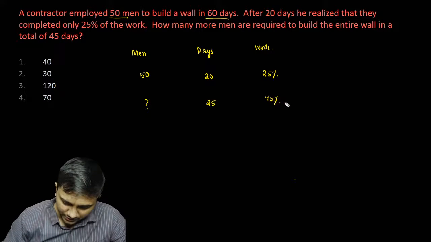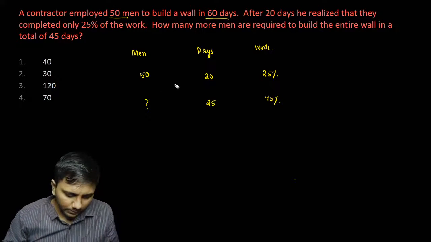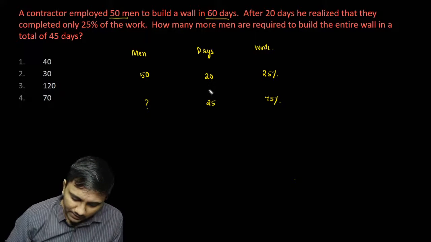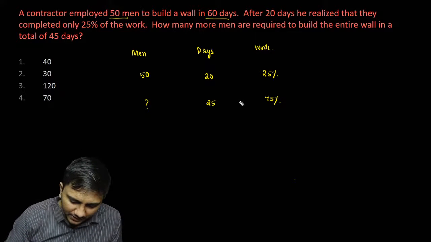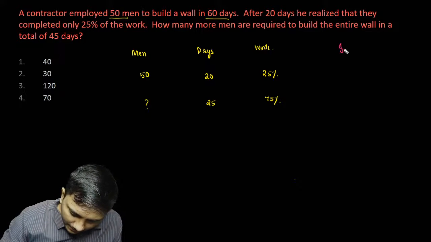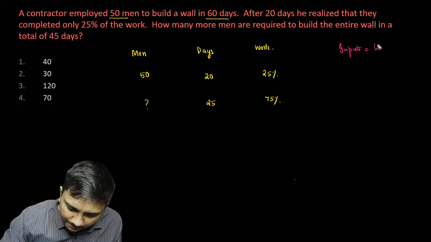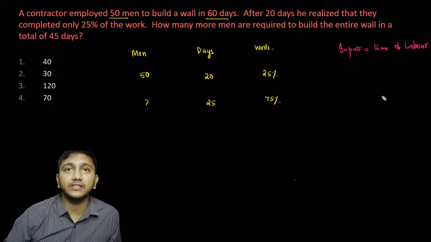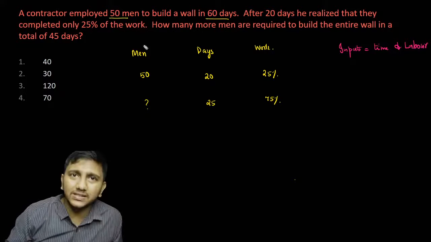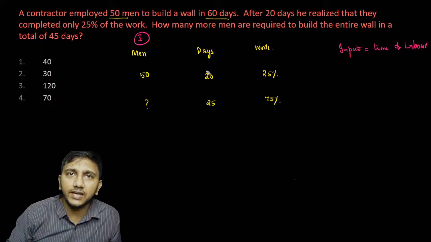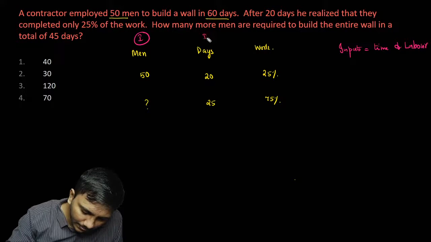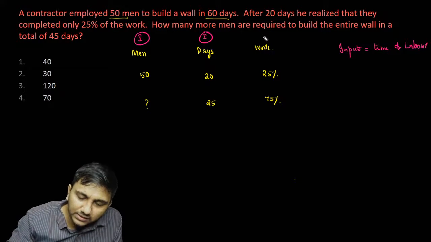So how do we solve these kinds of questions? Now, this is something that I've discussed when we discussed the basic concepts of time and work. What you can do is classify some of these as inputs and outputs. So generally, what are inputs? Generally, we can take time and labor as inputs. So the first column is the labor column. We have the number of men working, so that's an input column. Second is time, the number of days, so that's going to be an input column as well. And the last one is the amount of work done.